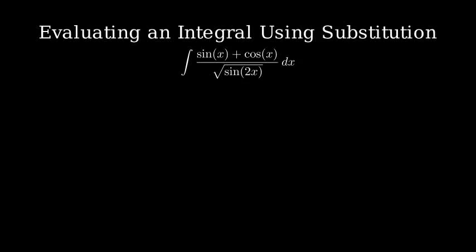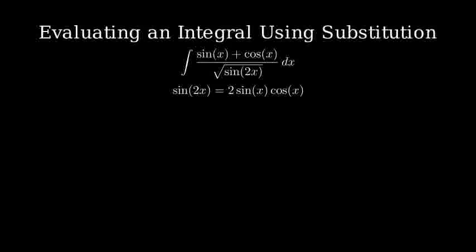Let's first express sine of 2x in terms of sine x and cosine x. Remember the double angle formula for sine. Sine of 2x is equal to 2 sine x cosine x. So we can rewrite sine of 2x as 2 sine x cosine x.